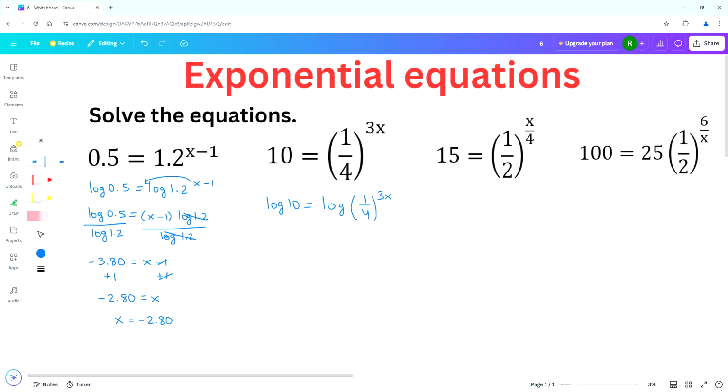Log 10 is equal to 1 because this is common log. The base of this log is 10, and when the base and the term are the same, the value of the log term is 1. We can use power law of logarithms to move the exponent 3x to the front of the log term. Next, we should divide both sides by a log of 1 over 4.